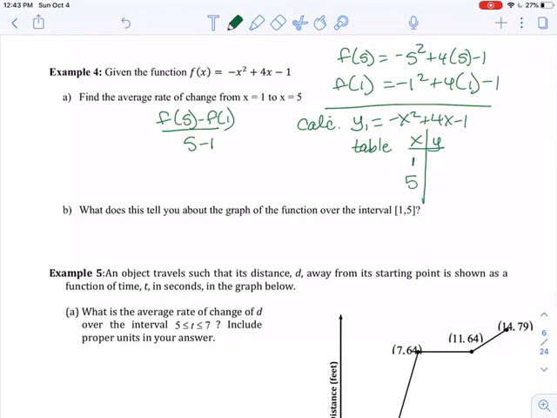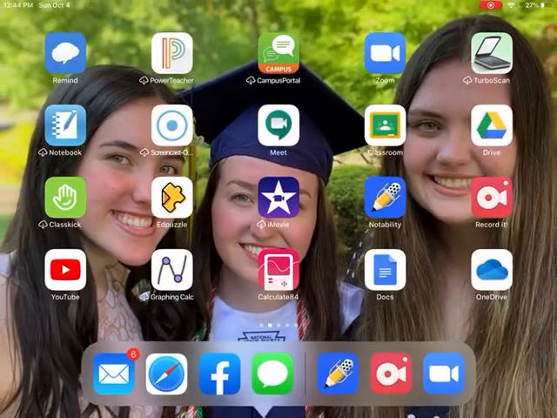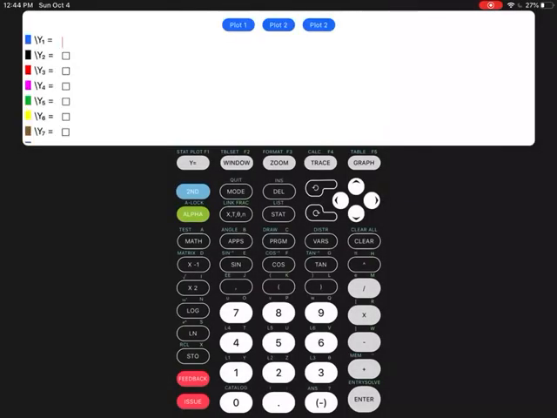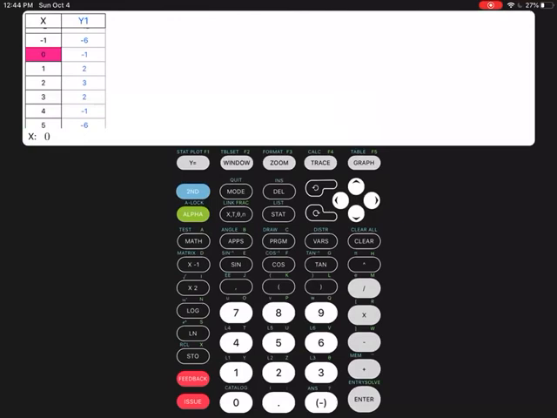Okay, so my table now, I really just want to know what those y values are when x is 1 and when x is 5. So you can do it algebraically for sure, or you can plug it into your graphing calculator. Let me see, I should have my graphing calculator right here. I go to y equals, and I'm doing -x squared plus 4x minus 1. And then I'm going to hit second table, right there above the graph.